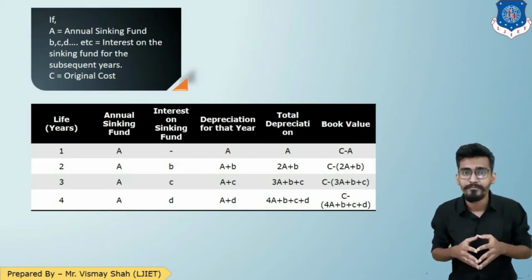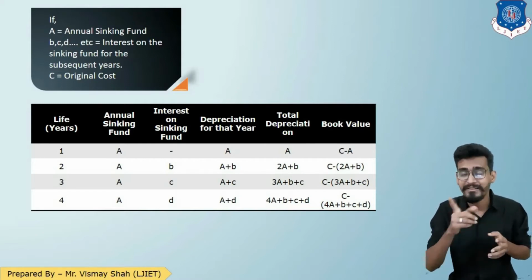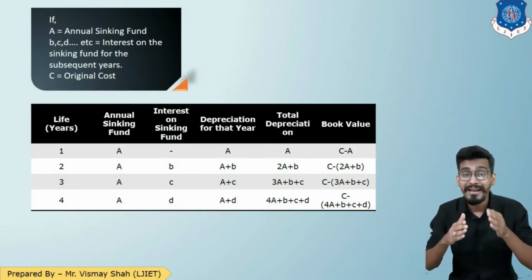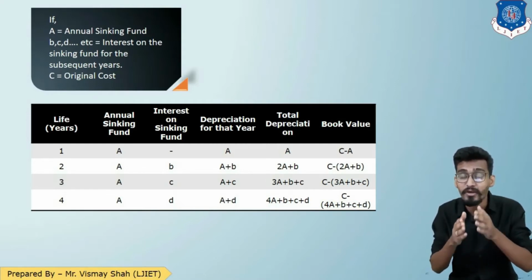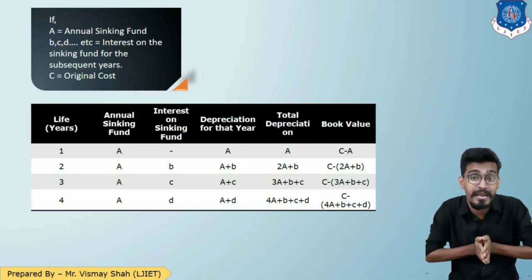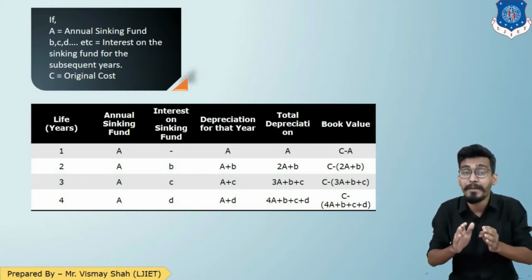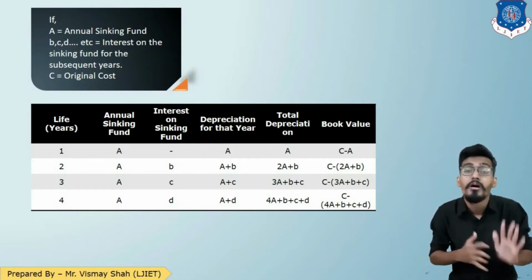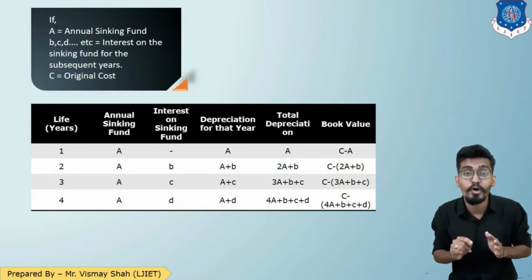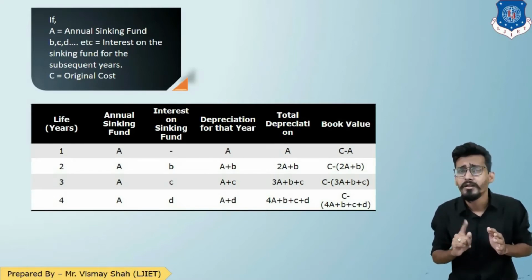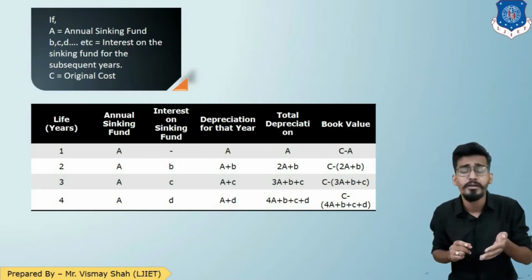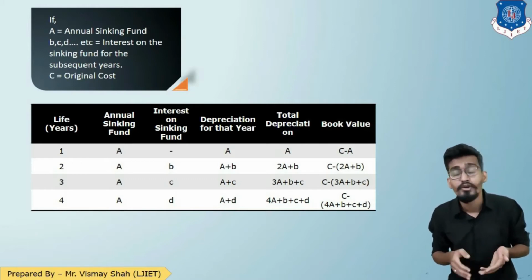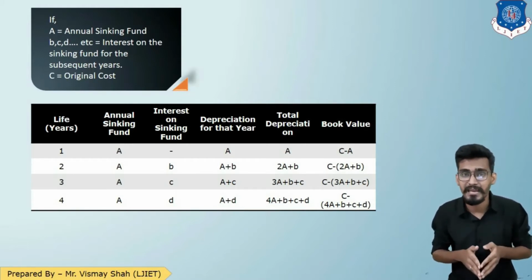Now, at the end of the first year, you will be paying the annual sinking fund, that is capital A. Here, at the end of the first year, you are just paying your first installment of the sinking fund, capital A. So the interest on that capital A will be gained in the second year. So in the first year, you will get no interest, so in the column of interest, I put a dash. Then the total depreciation. Earlier, there was no depreciation. So at the first year, the depreciation equals A. So the total depreciation will be A. So the book value will be C minus A.